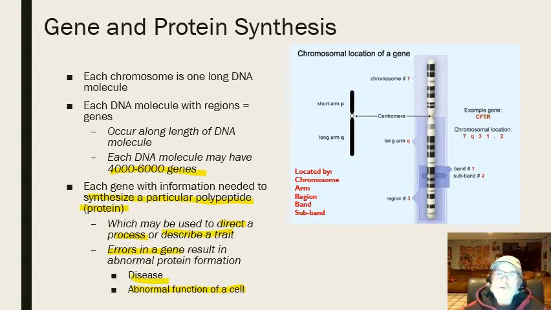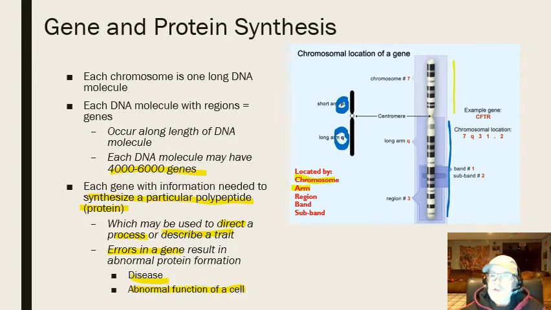First was which chromosome the gene is on. We have 23 pairs. Which of those chromosomes is a specific gene on? Second is which arm. When we look at the chromosome, one part is a short arm and the other part is a longer arm. So is it on the short arm, which they designated as a P? Is it on the long arm, which they designated as a Q?